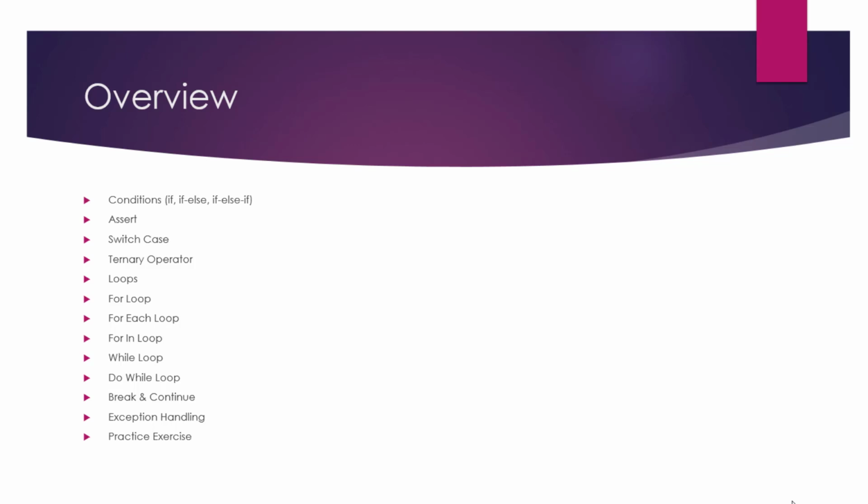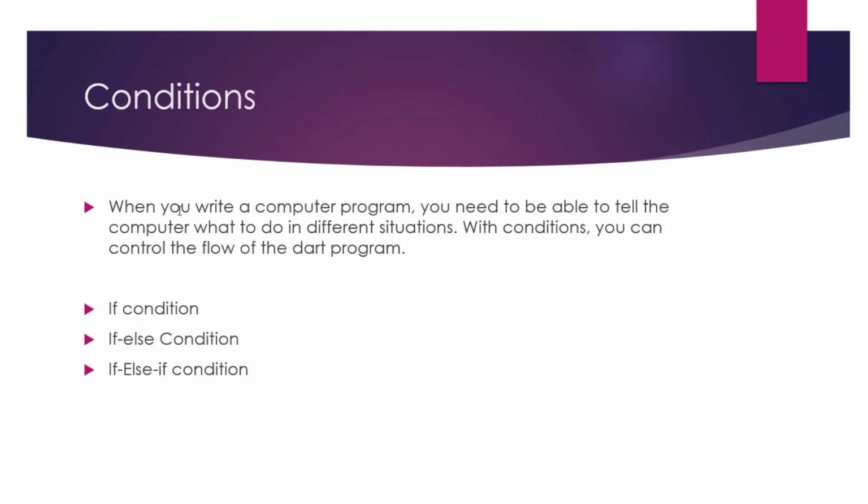Our previous tutorial was about the introduction of our chapter 2, that is conditions and loops. Now in today's tutorial we will see what conditions are. When you write a computer program, you need to be able to tell the computer what to do in different situations. With conditions, you can control the flow of a Dart program, right? This is very interesting. There are basically three types of conditions: if condition, if else condition, and if else if condition, right? We will see one by one.